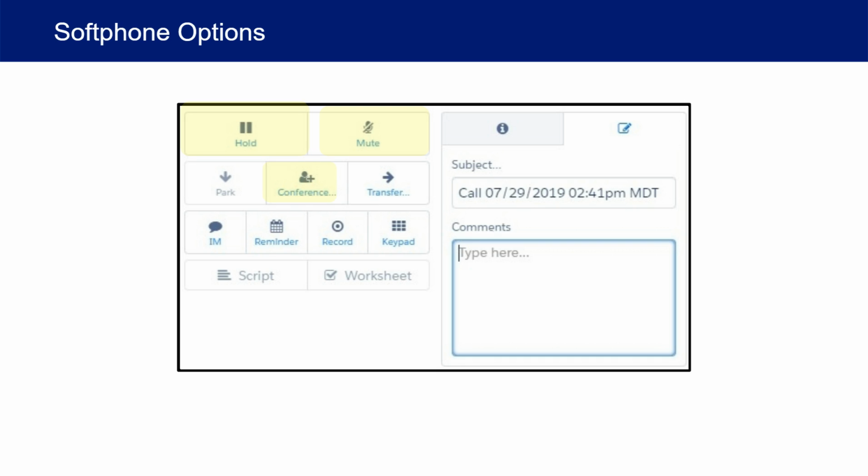When you need to call the language line, you will use the conference feature. Click Conference, and select the speed dial for the language line. Do not mute the member. You will need to speak to the translator, as if you were speaking with the member.